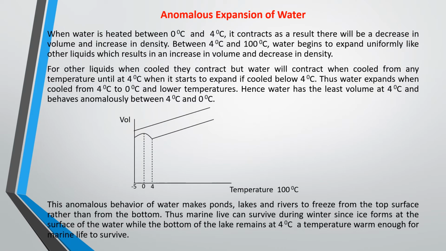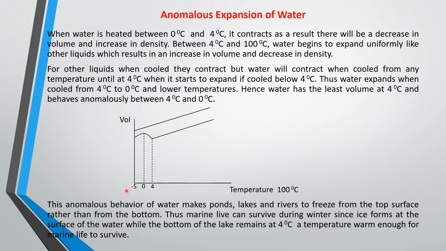So what of water? When water is heated, what happens? Now, many liquids, as we said, when they are heated, they will expand. But water behaves differently. When water is heated between 0 degrees and 4 degrees, it contracts. As a result, there will be a decrease in volume and an increase in density. Between 4 degrees and 100 degrees centigrade, the water will now begin to expand uniformly like other liquids, which results in an increase in volume and a decrease in density. So this is how water actually behaves, and I try to represent it in this simple curve.